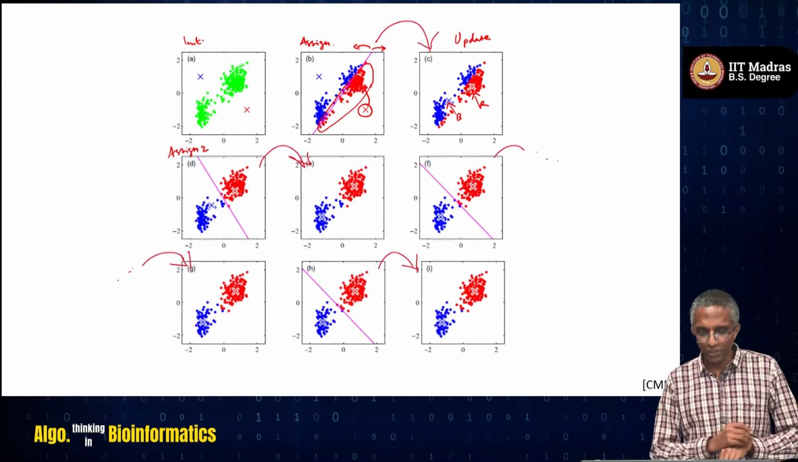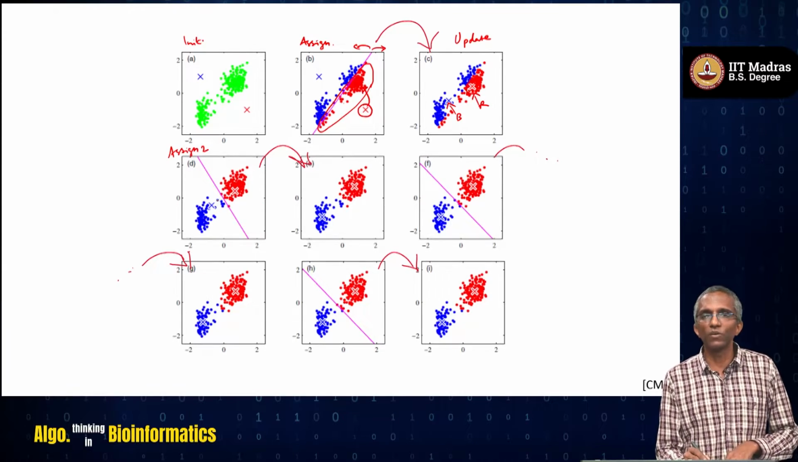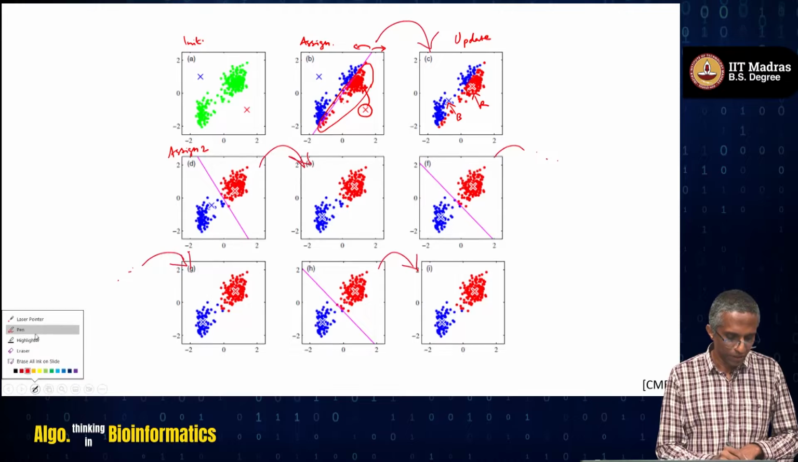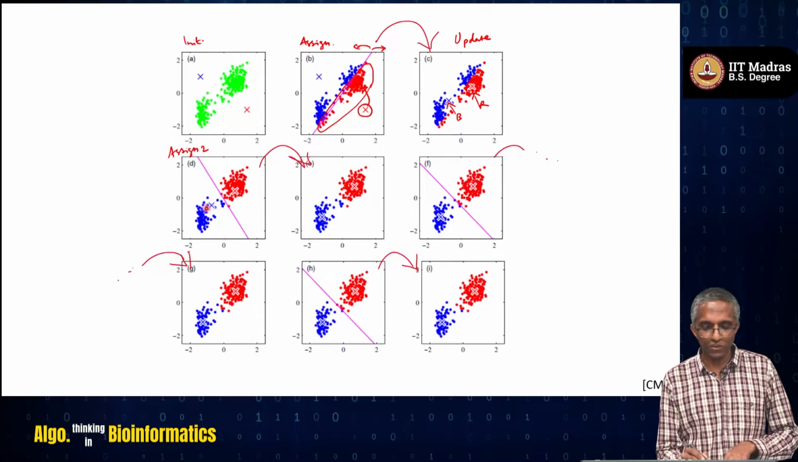Assignment 2 here. In the second assignment step, because blue is here and red is here, you now have a different way, because for every data point you have to recalculate which is the closest one. And you can see here that now all these blue points are closer to this.